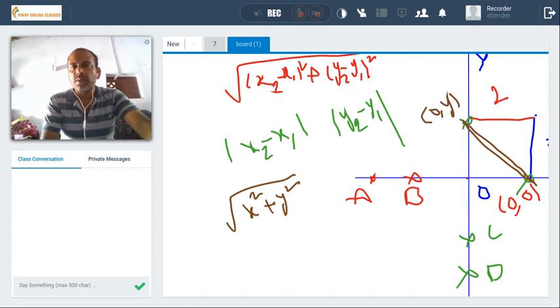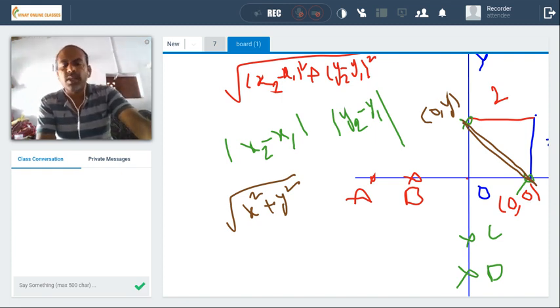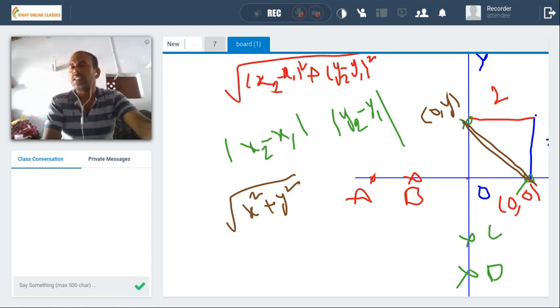Means you can substitute in this formula only. So x minus 0 whole square plus 0 minus y whole square, means square root of x square plus y square. Distance between 2 points formula: square root of x square plus y square.